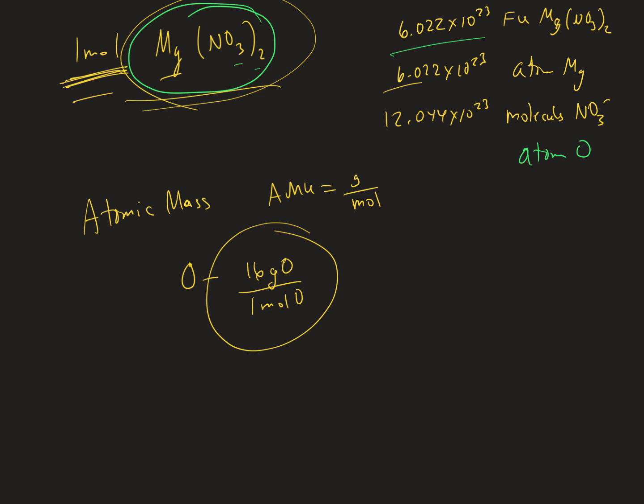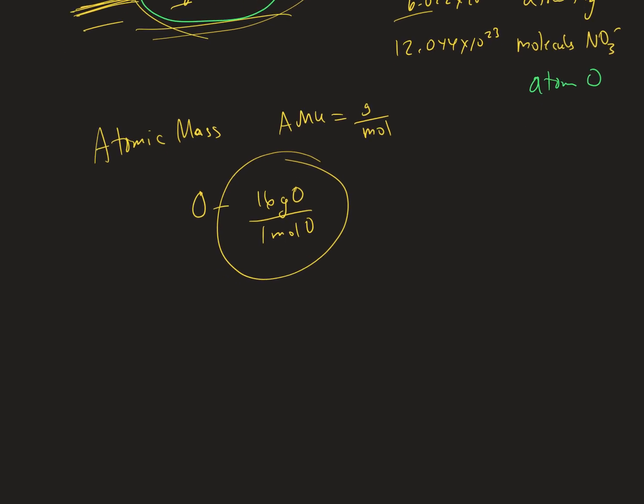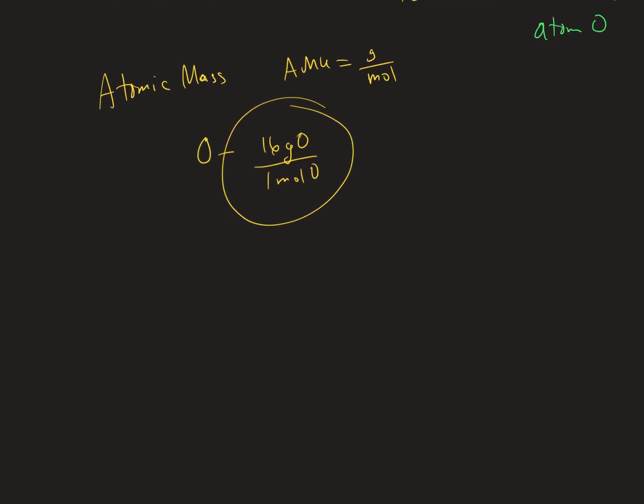What's the atomic mass of carbon? 12.01 grams per mole. That means if you have 1 mole of carbon, it's going to have a mass of 12.01 grams. Not 1 atom of carbon, right? 1 mole. And so all of the atomic masses are just conversion factors. A lot of conversion factors we don't have to remember. We just have to look up, right? Okay? Does that make sense to everybody?